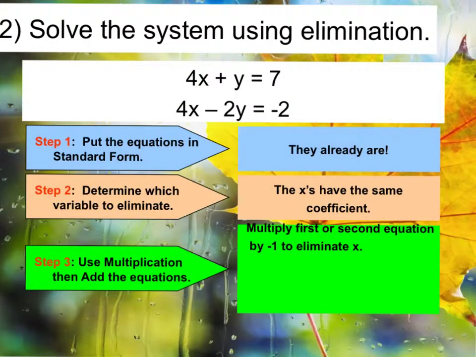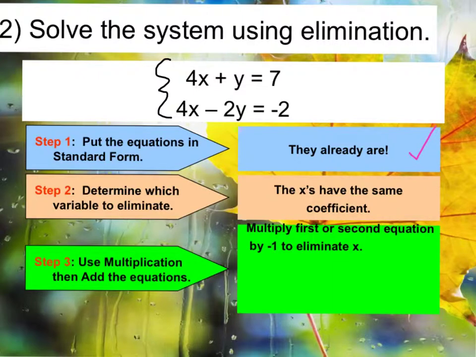We are going to solve the system using elimination. Here's our system of equations. And our first step is to put the equations in standard form. So let's see if they are. Notice how the x's and the y's are on the same side and the constant is on the right-hand side. Both equations are in standard form. Step 1 is done for us.